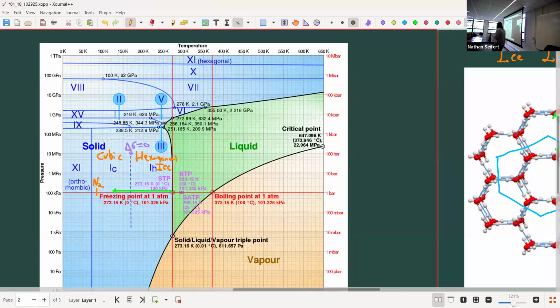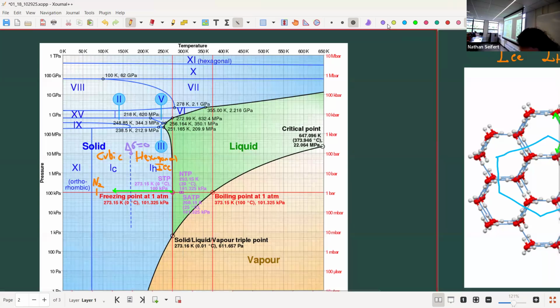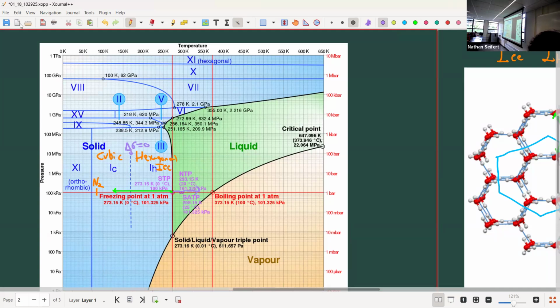So how do we get cubic ice? Well, the way that people typically get cubic ice is they go out of the way. So what they would do instead is, for instance, start at 0 degrees, and then melt it. Let me do a better color than that. Sorry, let's do yellow.